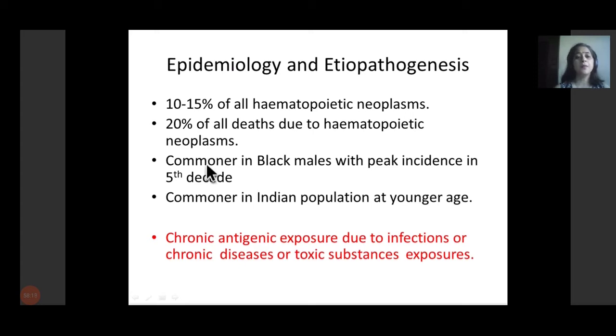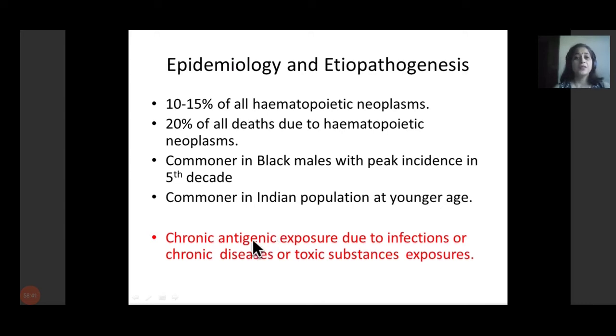It's much more common in the black population compared to white, and males are more commonly involved than females, and they do badly. And in the Indian population, as stated earlier, like all lymphoid malignancies, the population which is involved is much younger compared to the West.